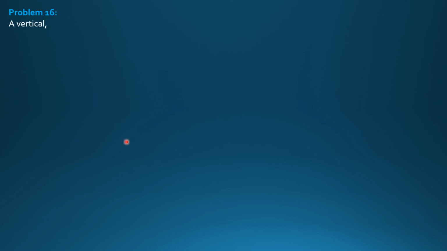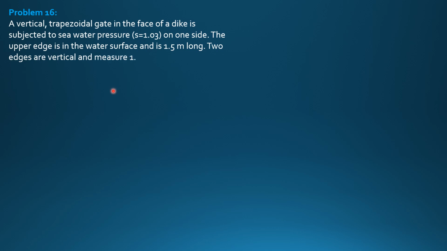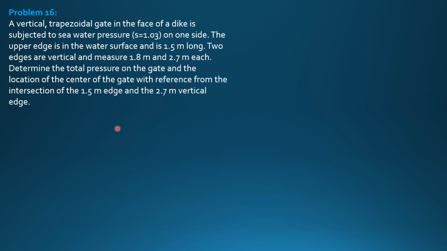Problem 16. A vertical trapezoidal gate in the face of a dike is subjected to seawater pressure of specific gravity 1.03 on one side. The upper edge is in the water surface and is 1.5 meters long. Two edges are vertical and measure 1.8 meters and 2.7 meters each. Determine the total pressure on the gate and the location of the center of pressure of the gate with reference from the intersection of the 1.5 meter edge and the 2.7 meter vertical edge.